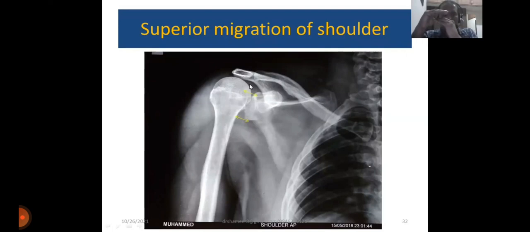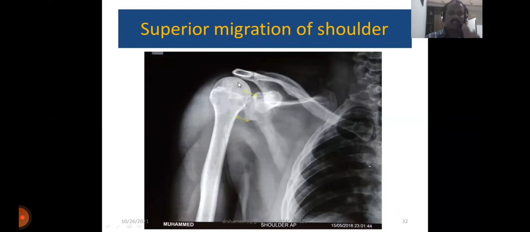If the humerus is superiorly migrated, the subacromial space is reduced, and there will be a compression or tear of the supraspinatus muscle. So if a patient presents with an X-ray of superior migration of the shoulder, there will be two possibilities. One is shoulder impingement, and another one is a rotator cuff tear. So if a patient came to OPD with this X-ray, directly refer the patient for an MRI. Without MRI, never treat the patient. Superior migration of the shoulder has two diagnoses: shoulder impingement and rotator cuff tear.